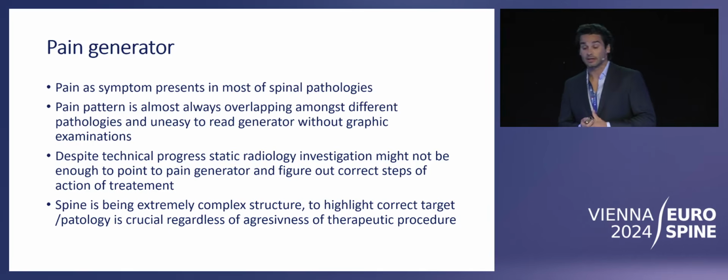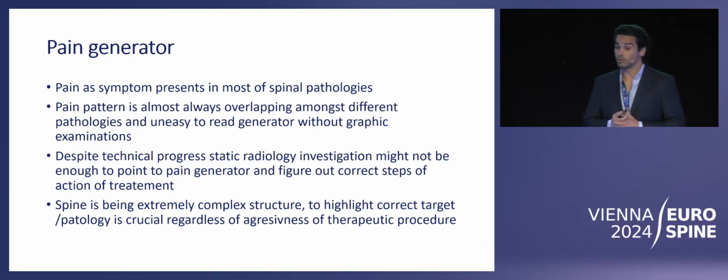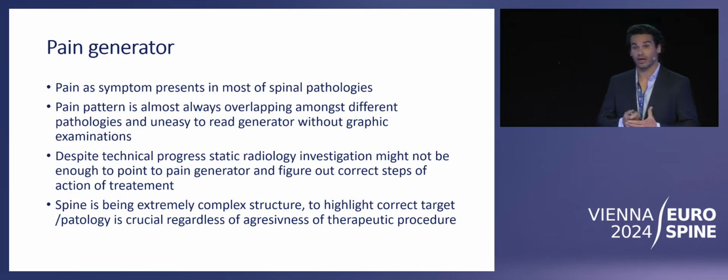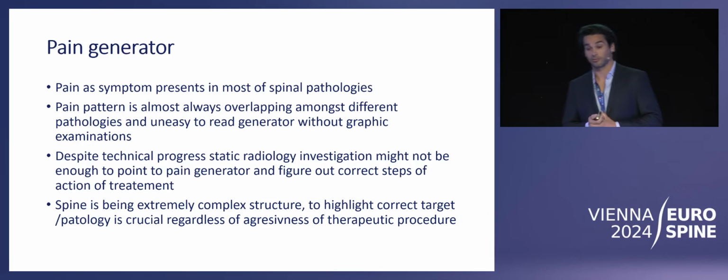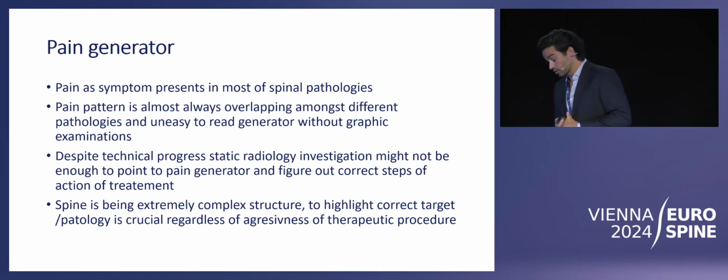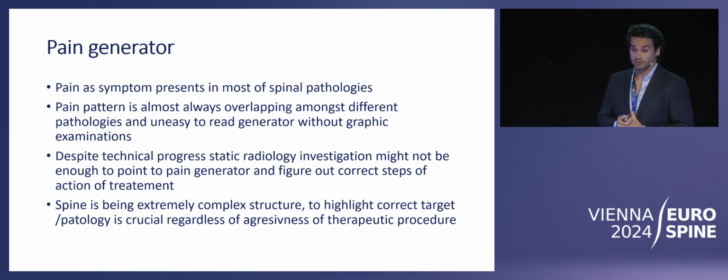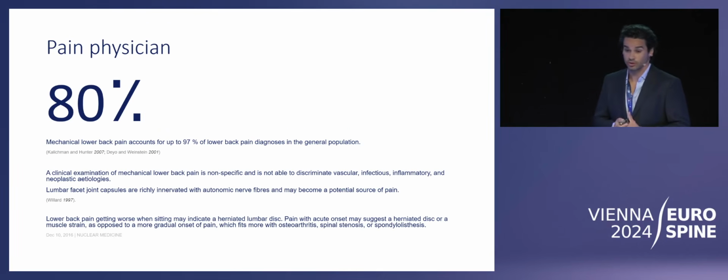So it's very uneasy to find the right pain generator without a graphic examination to help the clinician differentiate between the different syndromes. Despite the technical progress, the usual static radiology investigations such as CT and MRI might not be really enough to help us differentiate between these pain generators, and to figure out the correct steps of therapy is very uneasy in real clinical practice. The spine, as we all know, is an extremely complex structure, and to highlight the correct target and pathology is very crucial, regardless of the aggressiveness of therapeutic procedures.